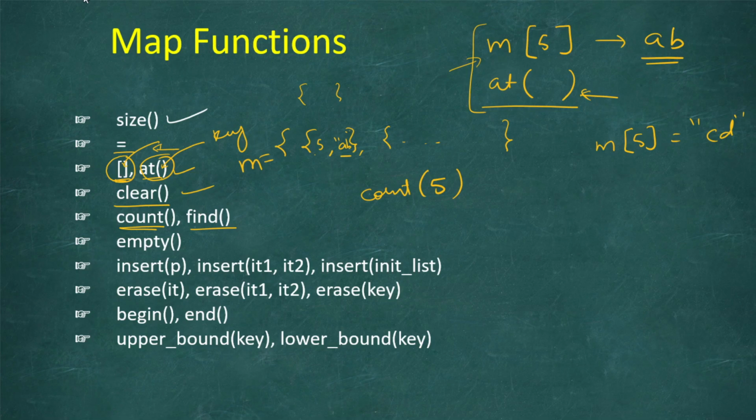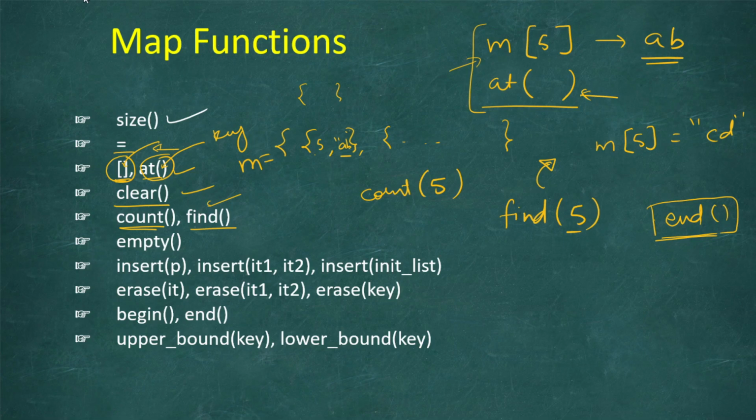Since duplicates are not allowed, it will be 0 or 1. In the case of multi-map, it makes more sense. Find, again, if you write find 5, it will return you the iterator to this pair having first element as 5. If it's not present, it will return .end, which does not point to any of the elements.